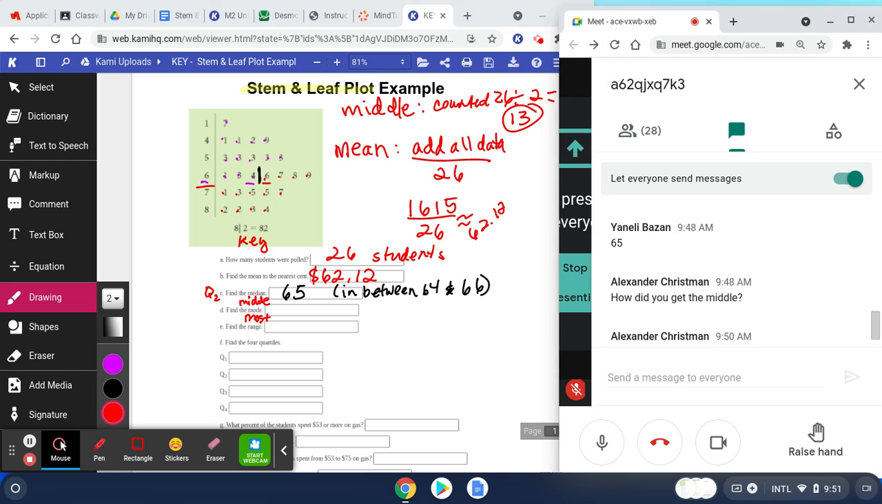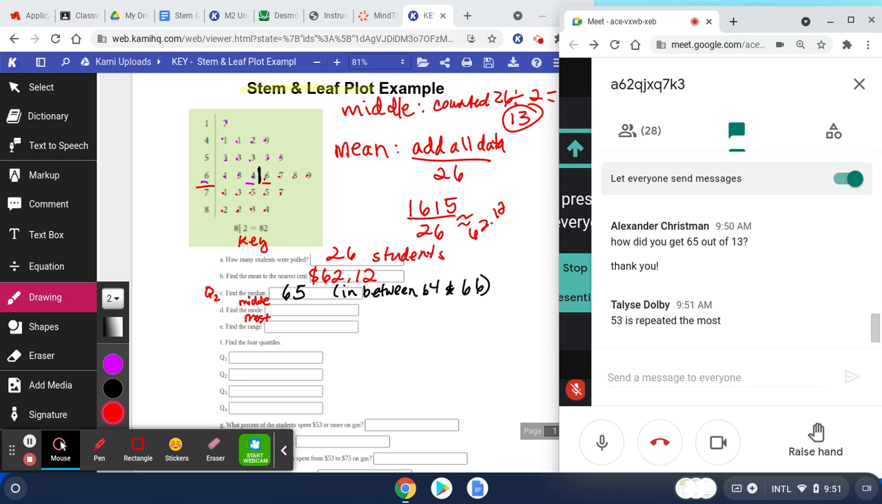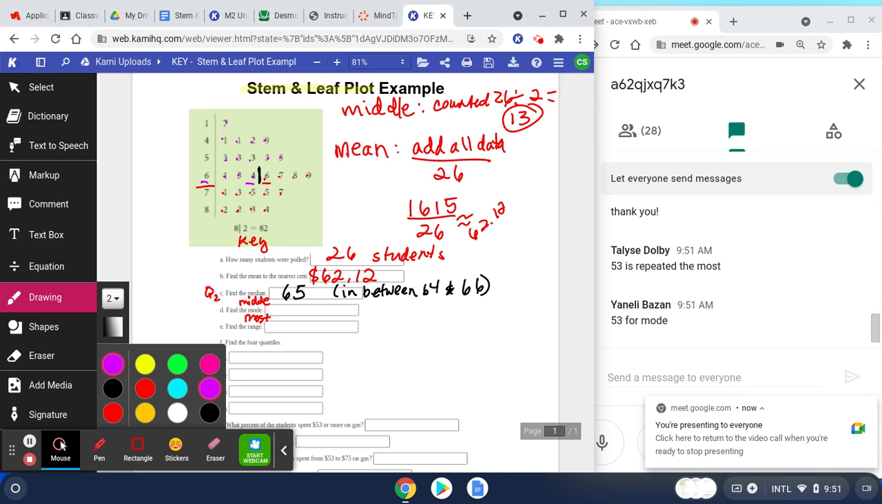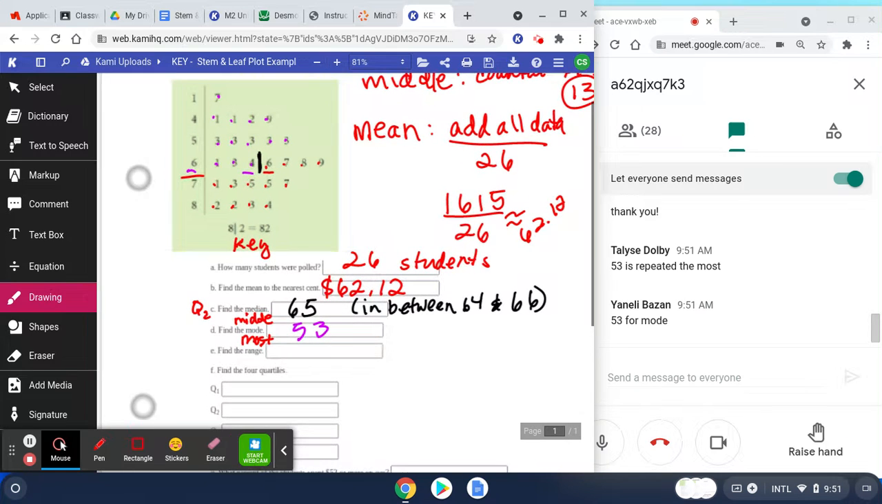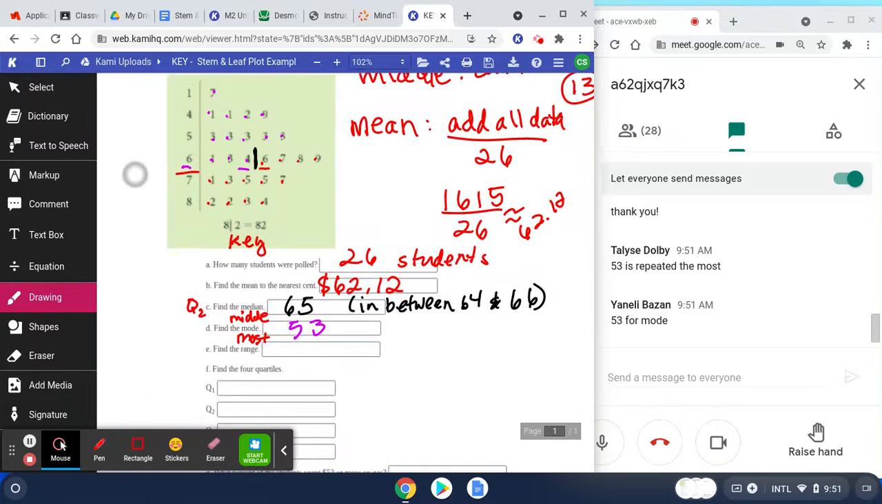Okay, what's my mode, you guys? What is the most? Yes, Talise, thank you. 53 happens 5 times. So the mode is 53. Nice, Yaneli.